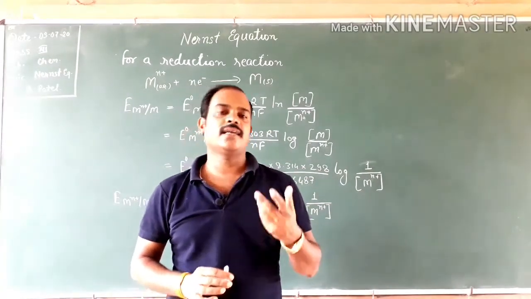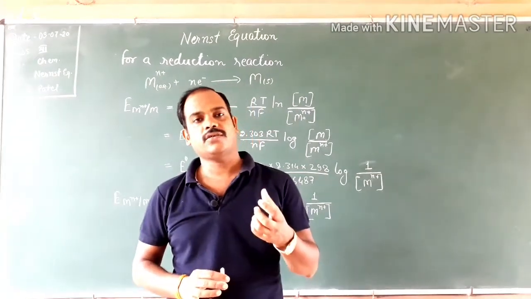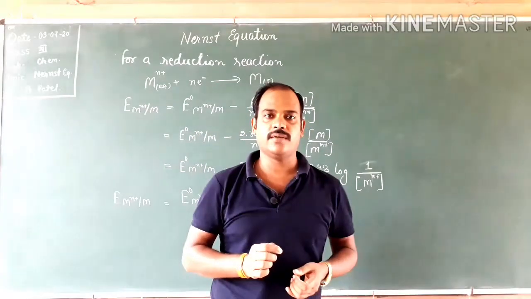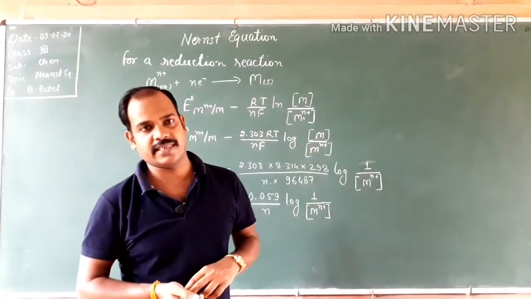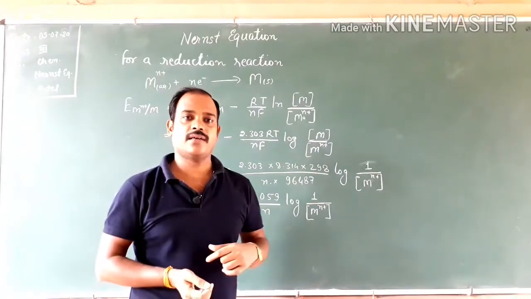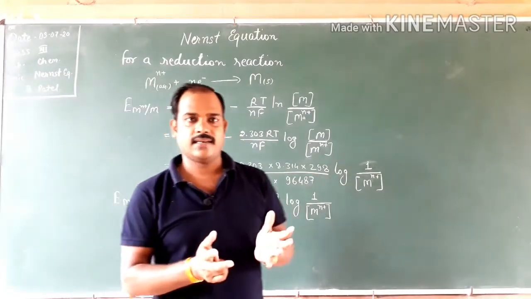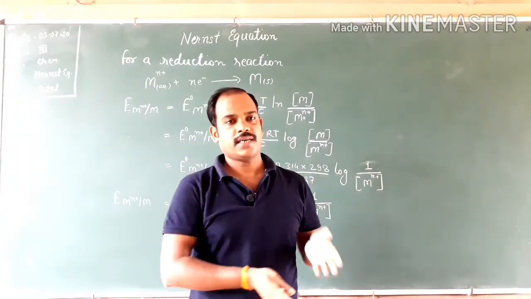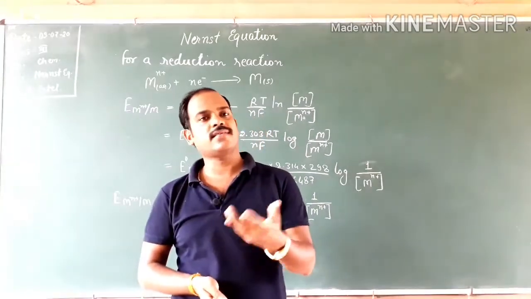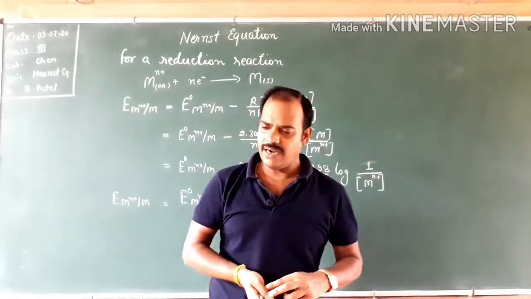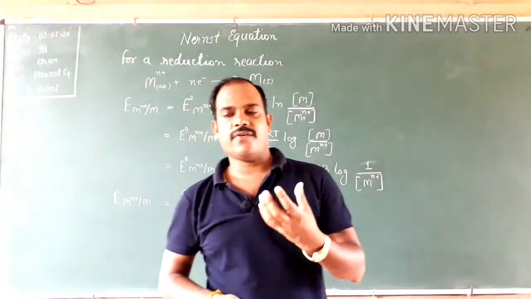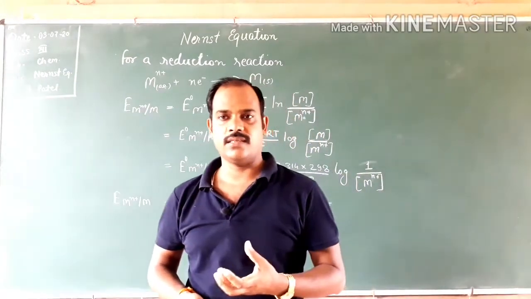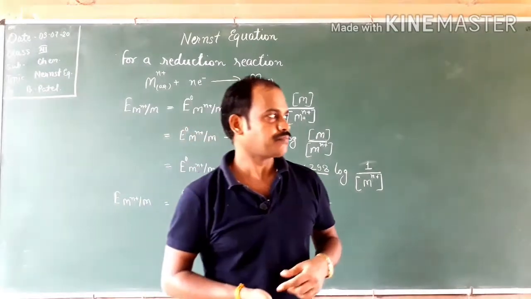In standard electrode potential, the conditions should be standard. For example, the concentration should be 1 molar, temperature should be 298 Kelvin, and pressure should be 1 bar. If the cell or half cell is constructed under standard conditions, then its electrode potential is a standard electrode potential. But practically it is very difficult to prepare the cell under standard conditions.